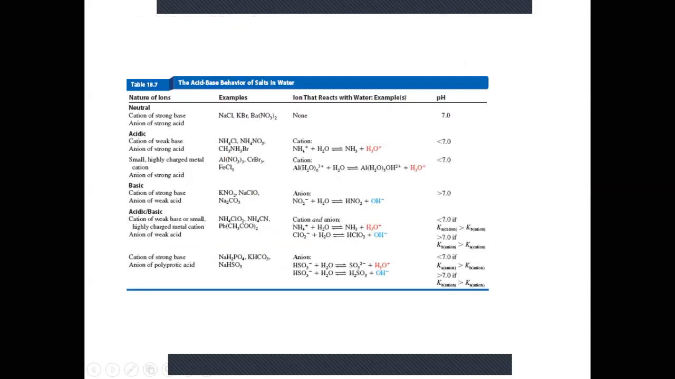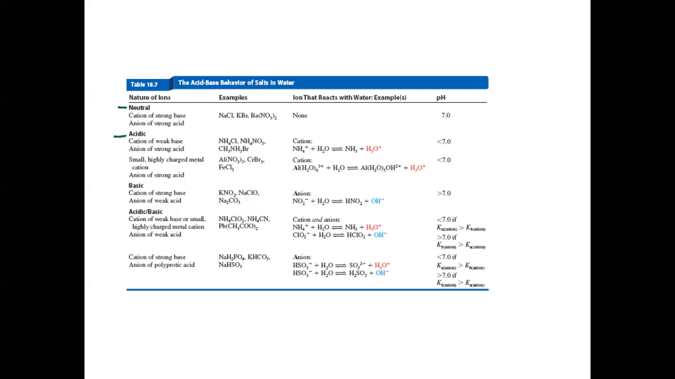So this is just an overview of what we talked about. For example, we talked about neutral salts containing the cation of a strong base and the anion of a strong acid. Acidic salts typically are going to be the cation of a weak base and the anion of a strong acid. These are going to be your protonated amine salts, or a small, highly charged cation and an anion of a strong acid, which is your transition and post-transition metals. These are going to be acidic. For basic, it's the cation of a strong base and the anion of a weak acid.